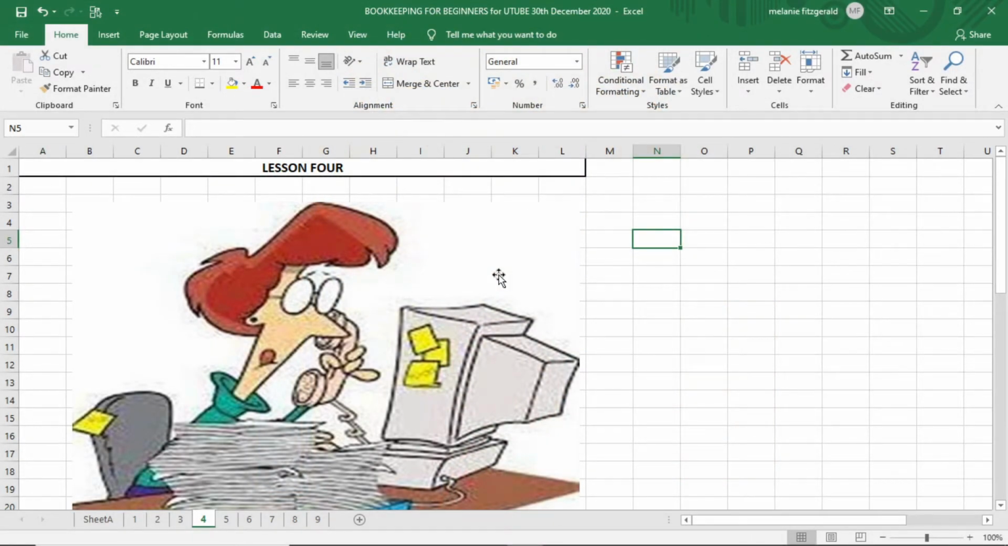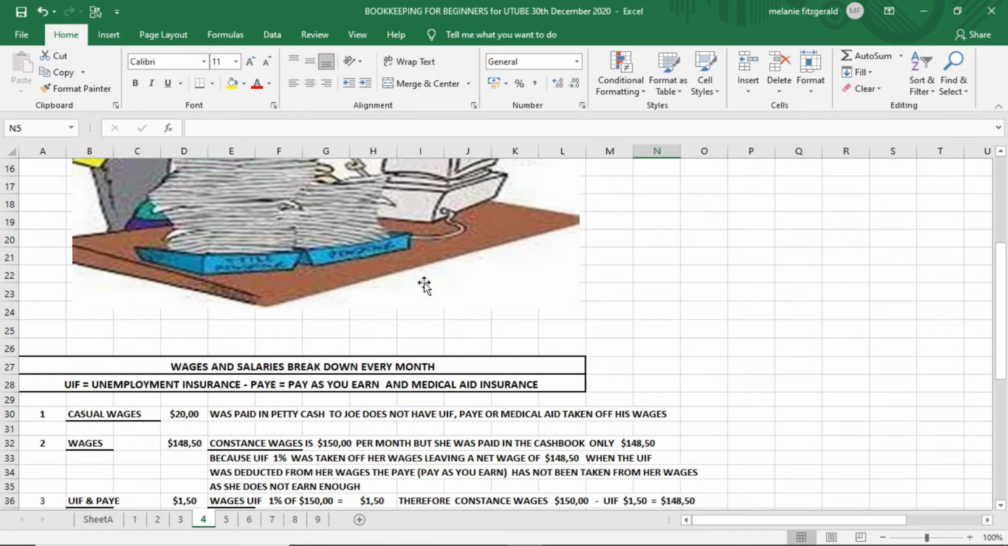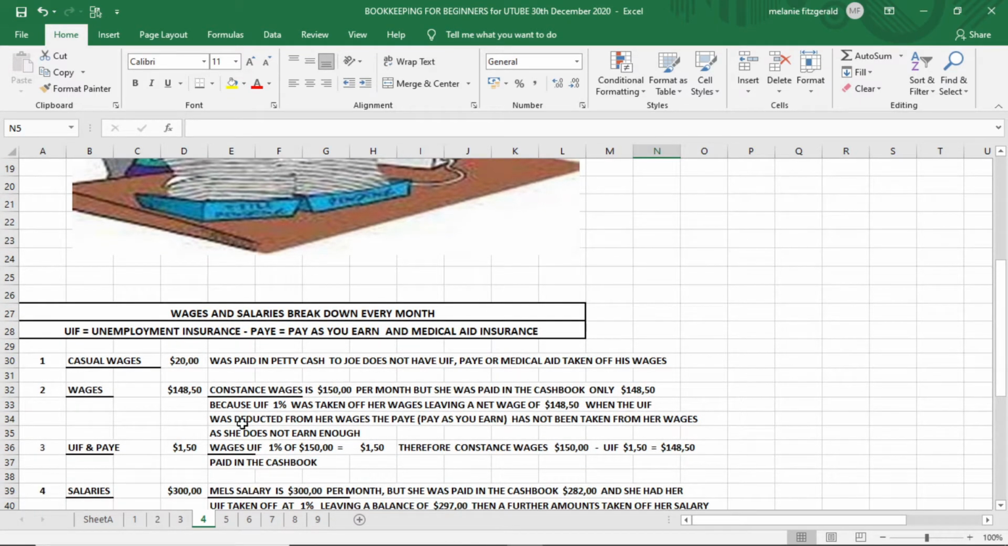Now, in this lesson, we're going to do a breakdown of the wages and salaries every month, just to show you how this is calculated. It's very important to know how we get to how you pay your employees in your company, how they get their salaries and what the amounts are. So that's why we're doing this lesson.